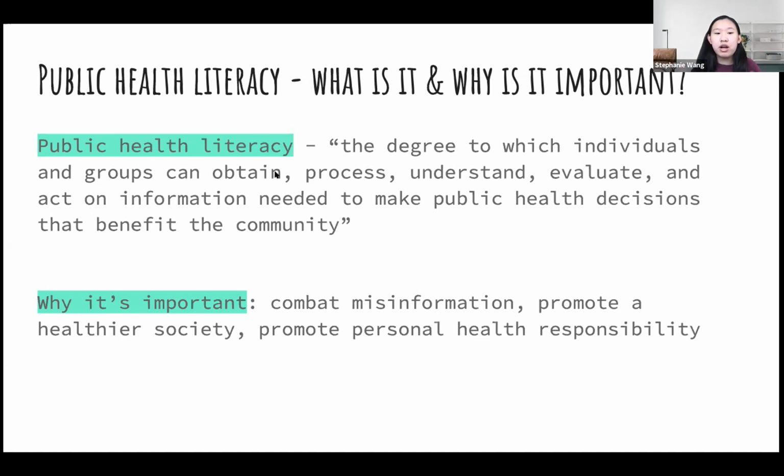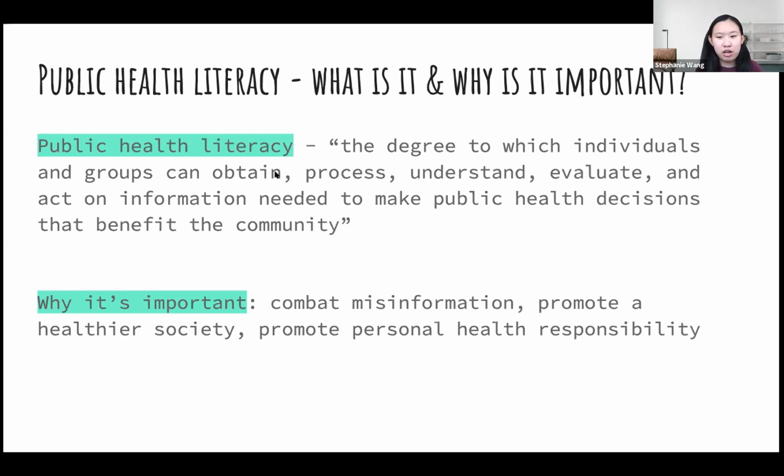A second reason is to promote a healthier society overall. When people are more literate about public health matters, they will act in ways that will help themselves be healthier. They'll place their health at the forefront of their decision making. So that will promote a healthier society overall. And a healthier society is a happier and more cohesive society.